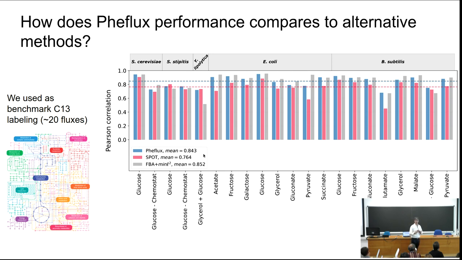But we also compared it to FBA, because FBA doesn't take into account any gene expression data. And we compared it to the minimum flux version of FBA, where after you run FBA, you minimize the total sum of fluxes. And surprisingly, it's on par with FIFLUX. This is surprising because you don't have this extra layer of information. And FBA still predicts, on average, fluxes that are on par with FIFLUX. And this is something that was reported by the SPOT paper as well, that FBA, without any gene expression data, is better than SPOT.